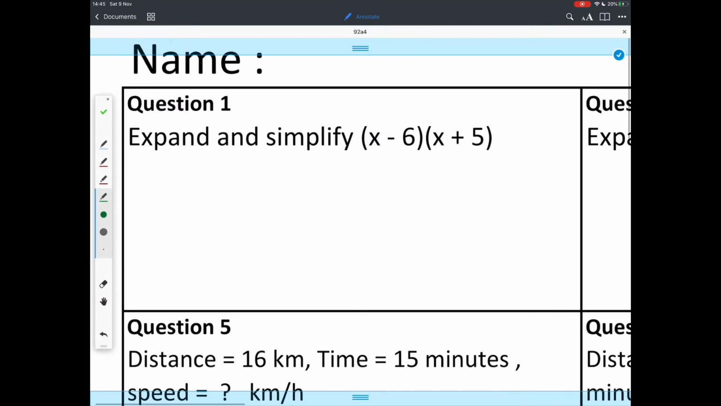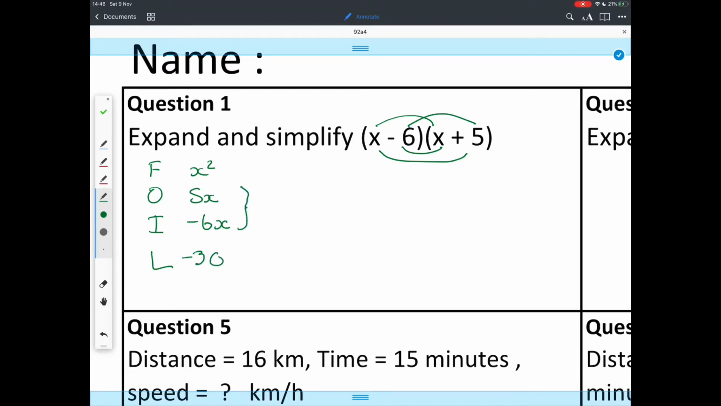Start with question 1. Question 1 is the topic that we're currently doing, so we should recognise this. So FOIL. The firsts are x squared. The outers, x times 5 is 5x. The inners, negative 6 times x is negative 6x. And the last, negative 6 times 5 is negative 30. The O and the I can be simplified. 5 take away 6 is negative 1. So my final answer will be x squared minus x minus 30.